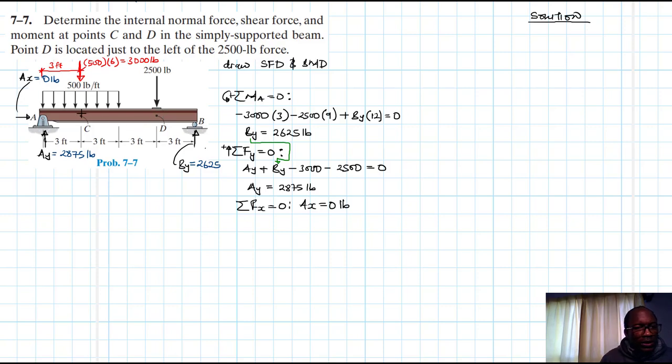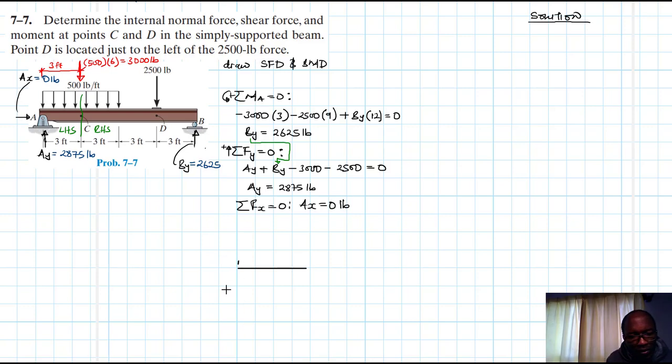We'll start with C. So we're going to section here. Then we have the left hand side section and the right hand side section. You go with the one which is simpler. So I'll go with the left hand side section. Alright, so let's draw it quickly. Of course, it's going to be something like that.